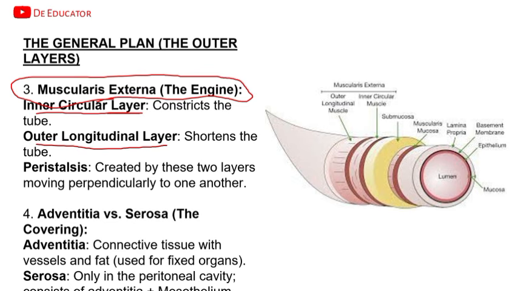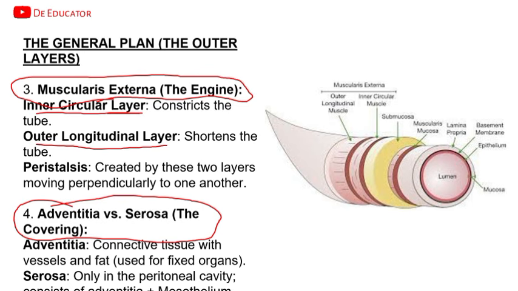So the two rows of inner circular and outer longitudinal bring about peristalsis. Okay, now moving on, we have the fourth layer, which is adventitia. So the adventitia or the serosa. Now you see it in your text, sometimes you write adventitia, sometimes you write serosa, while both of them are the last layer in the general plan of the GIT.